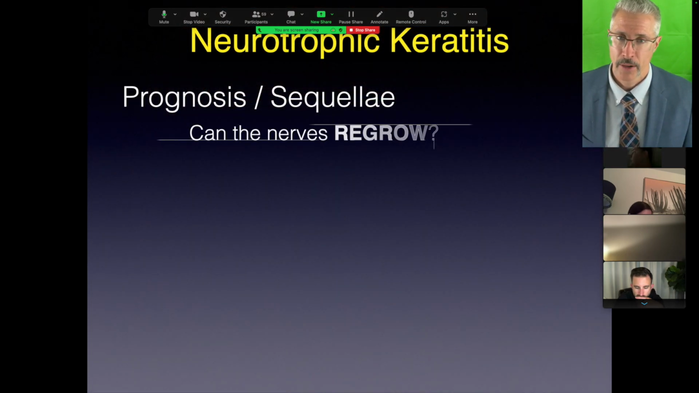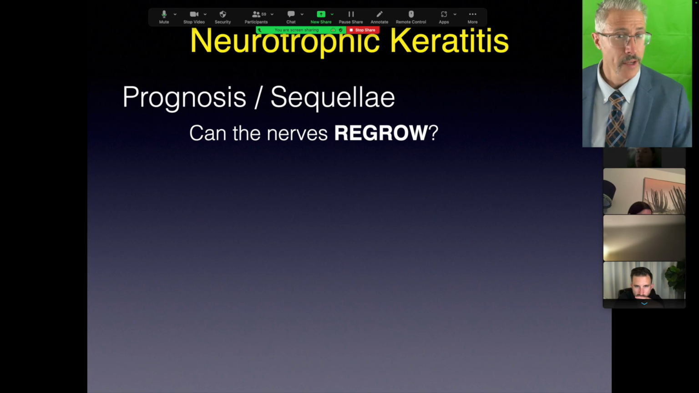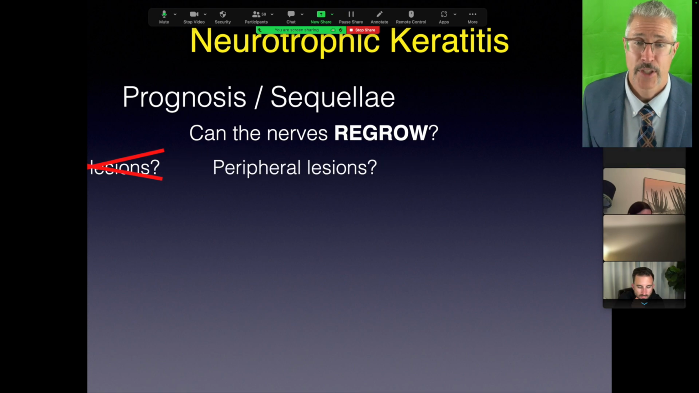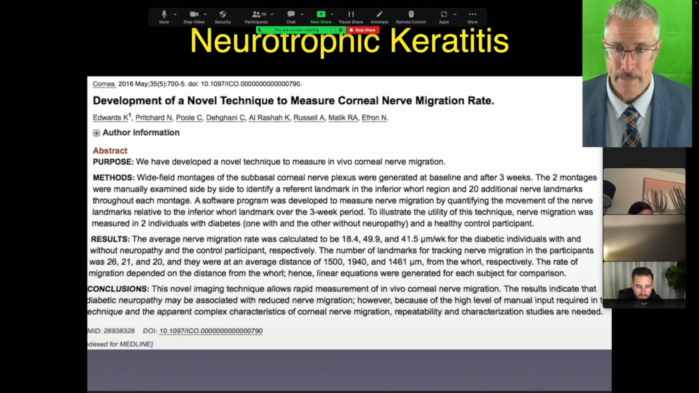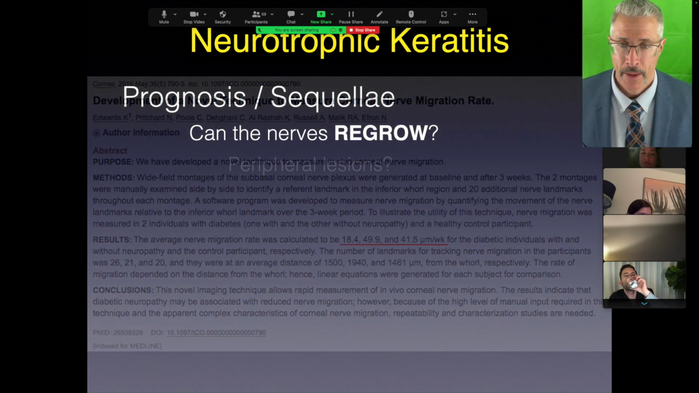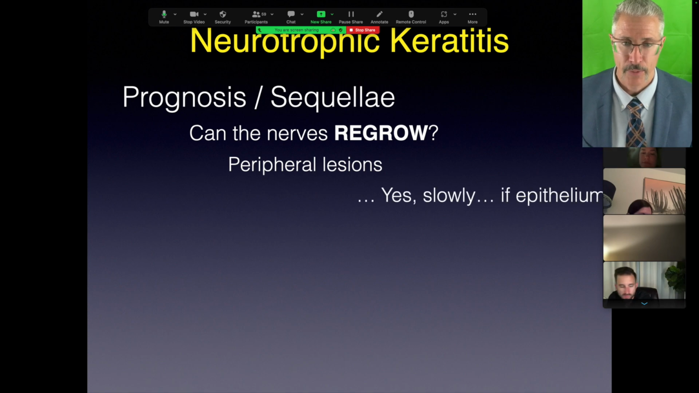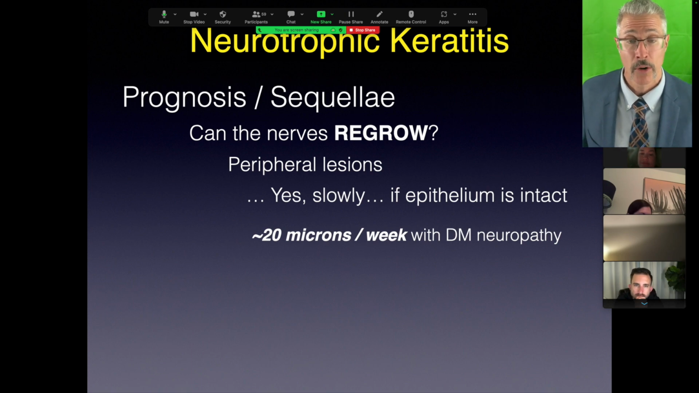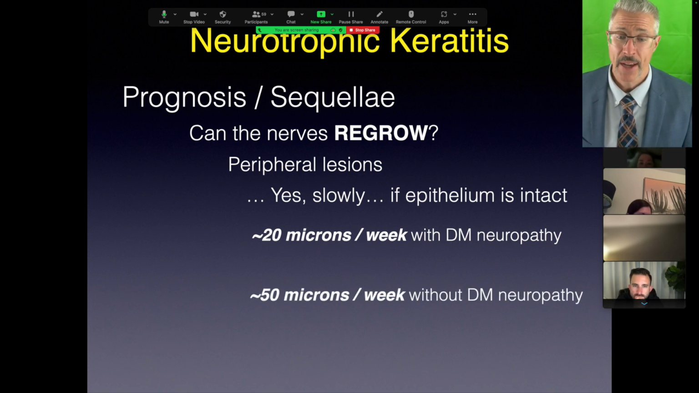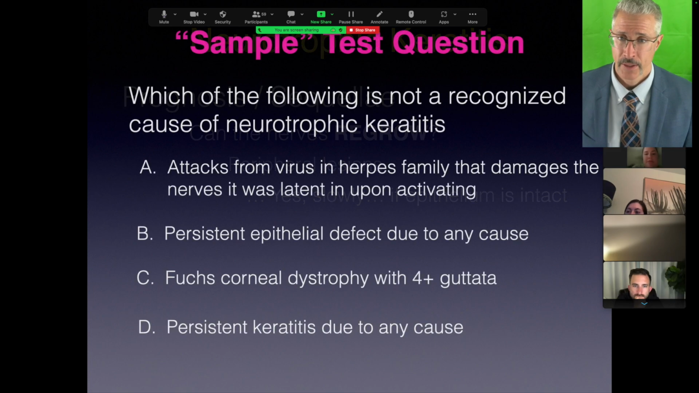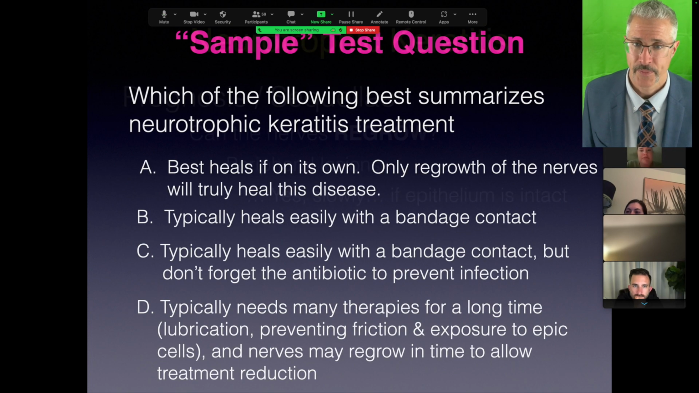And as you know, the prognosis, sequelae, we were talking, can the nerves regrow? The answer is yes, but not for CNS lesions. If it's a peripheral lesion, it can. This little study talks about the rate at which they regrow in micrometers. But if you do a little math, it's basically saying that for these peripheral lesions, if the epithelium is intact and stays intact for a long time, the nerves can regrow. They might go back to normal. It's a little slower for diabetics. And yeah, it's slow, especially for diabetics. So we'll skip past these questions.